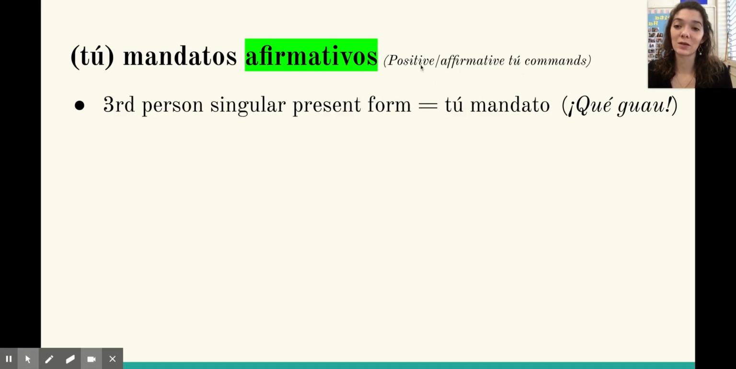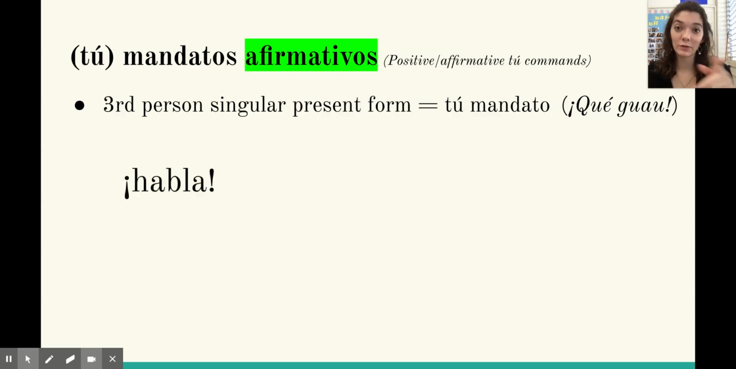So, chicos, make sure you label that. To make a positive, affirmative tú command, meaning do this, not a don't do this, but do this, all we do is take the third person singular present tense form. And that is a tú mandato. Wow. See. So, we're going to take a look at some examples. But that's literally all you do, guys. It's probably the easiest thing out there.